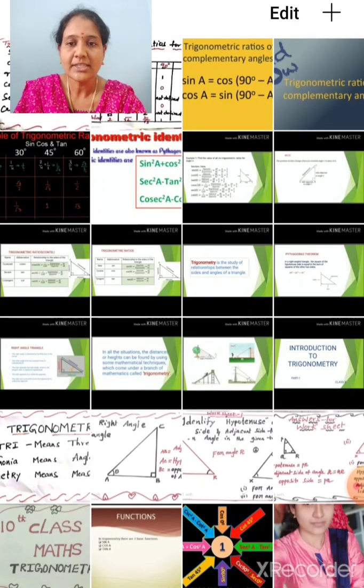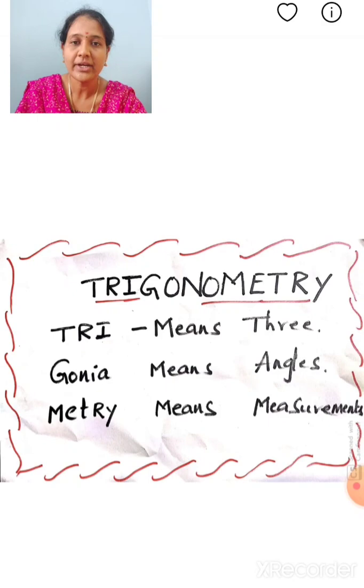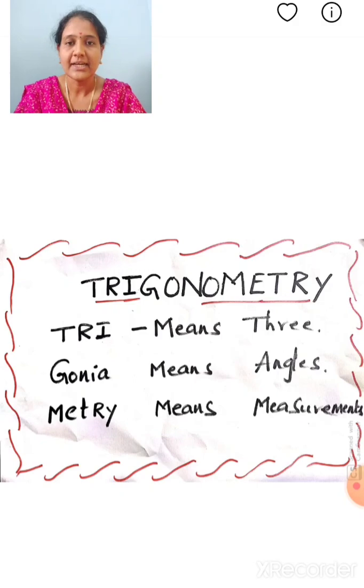Then what is trigonometry? Trigonometry is nothing but tri means 3, gonia means angle, metry means measurement. That means trigonometry is a Greek word which has the meaning of 3 angles measurement. That is, this chapter is useful to measure the 3 angles. The general meaning for trigonometry is 3 angles measurement.